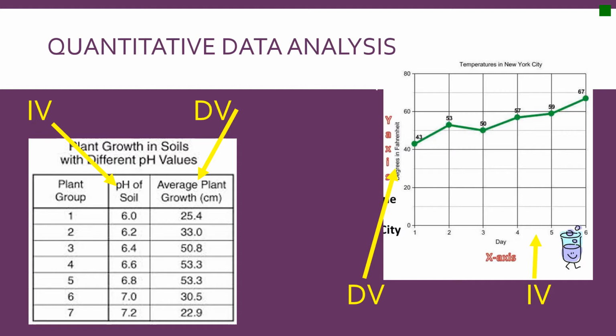The dependent variable is what you would record. What would you want to observe? This, in this case, would just be this data that could very easily be translated over here on the y-axis.